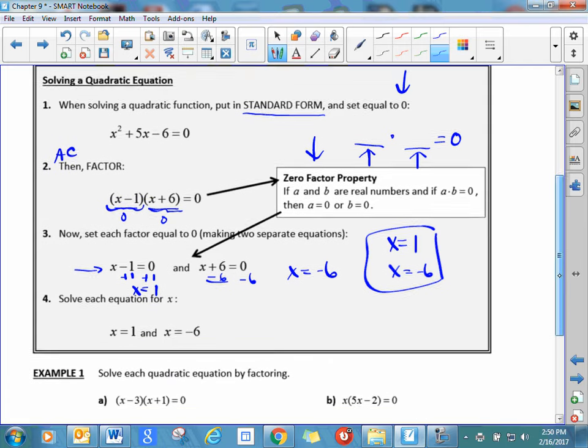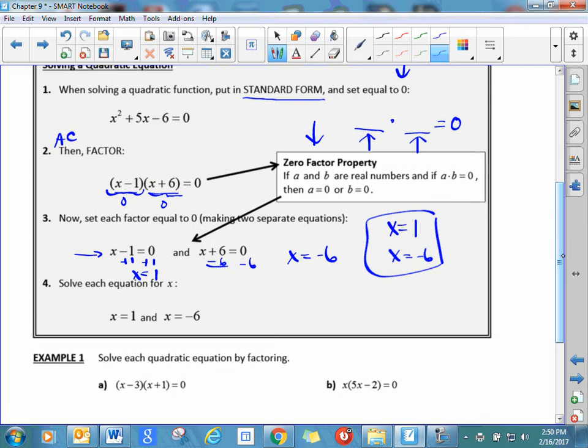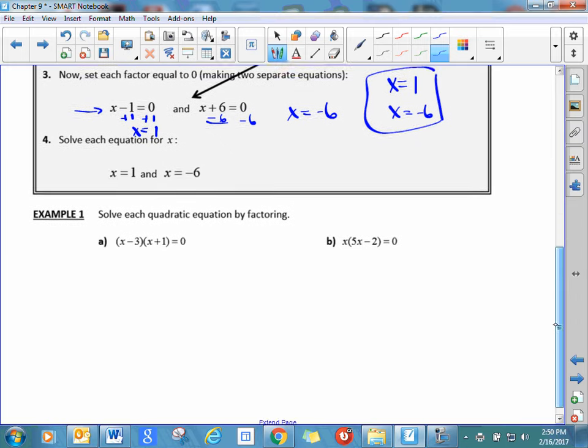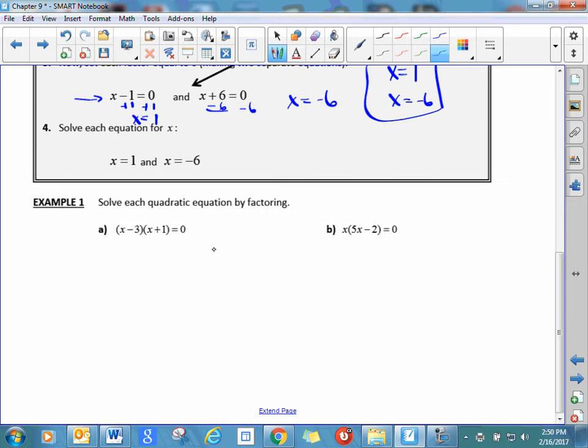So that's what we're doing. Let's do a couple. Okay, so notice these are kind of easy because these guys are already factored.